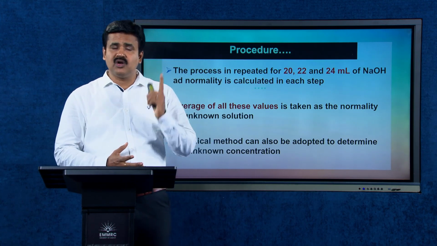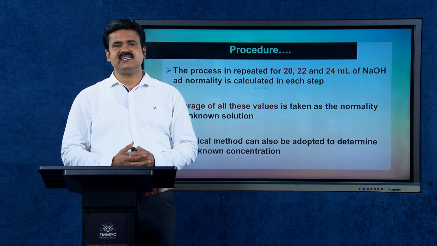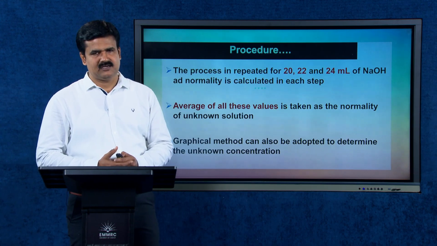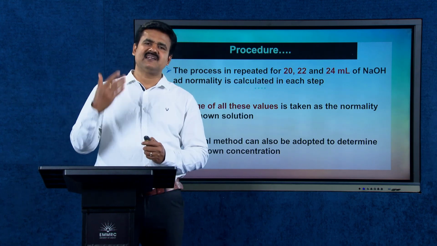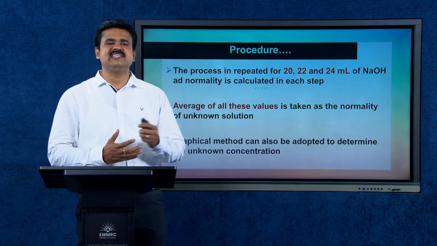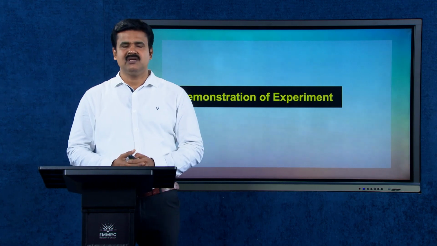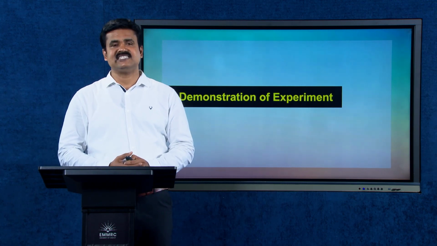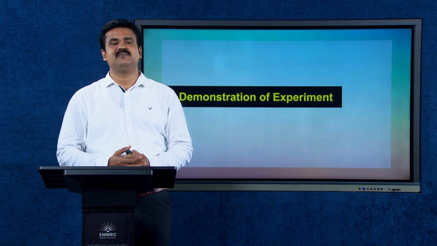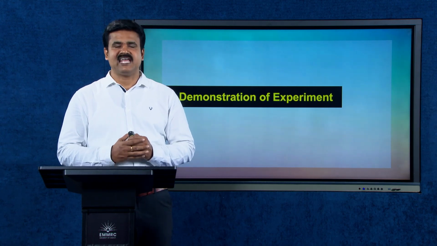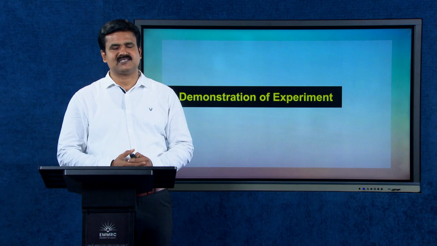Average of all these values of normality is taken as the normality of the unknown solution. Moreover, the graphical method can also be adopted to determine the unknown concentration. Now, we are demonstrating the double burette method of titration of hydrochloric acid against sodium hydroxide.